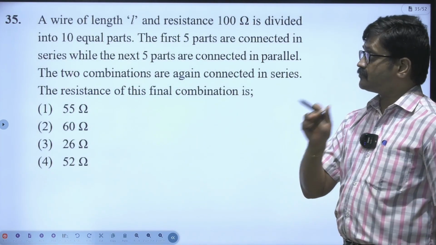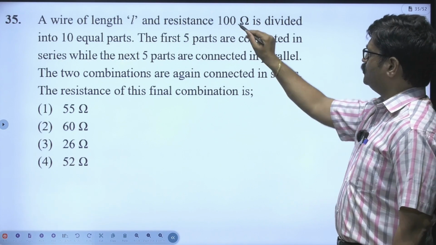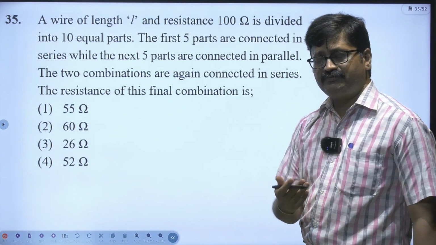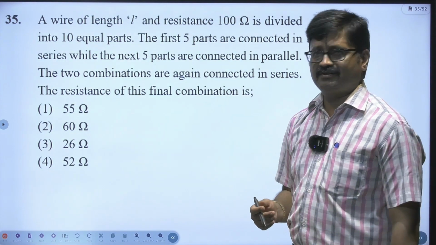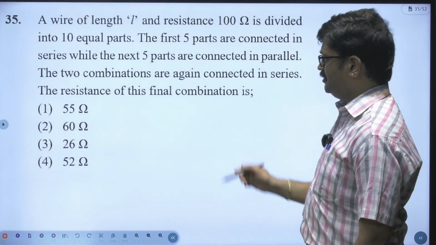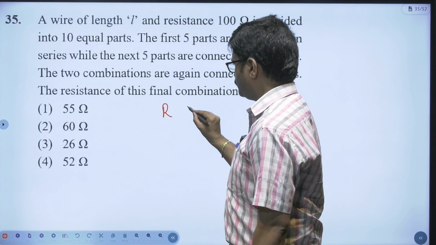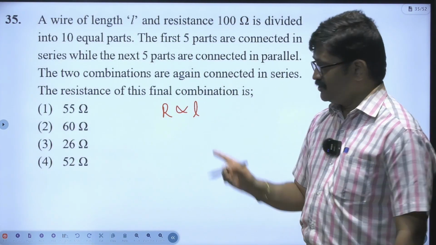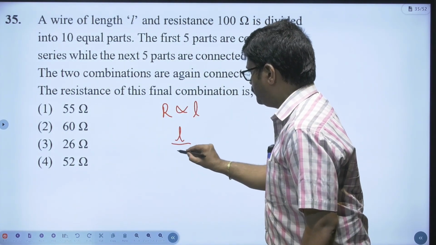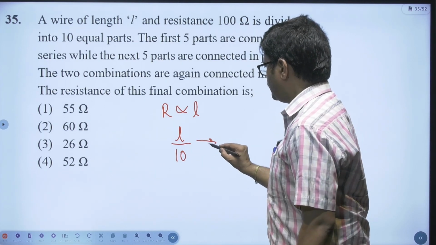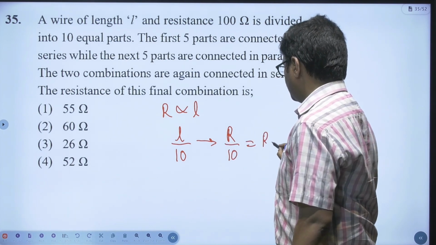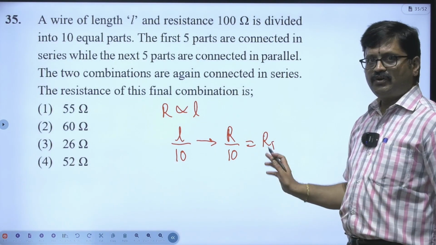35th question. A wire of length L and resistance 100 ohm is divided into 10 equal parts. This one is our most favorite question, is it not? We have solved such questions n number of times in our classes. So wire of length L and resistance 100 is divided into 10 equal parts. So very clearly I know that resistance R happens to be directly proportional to length. So when you divide the wire in 10 equal parts, each part will be L by 10. From this I can note that resistance will be R by 10. So each part resistance I will take as R1, so R1 is R by 10.